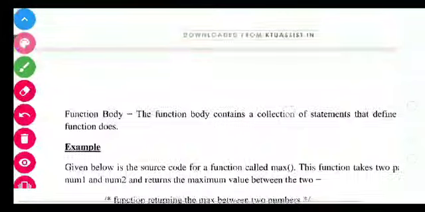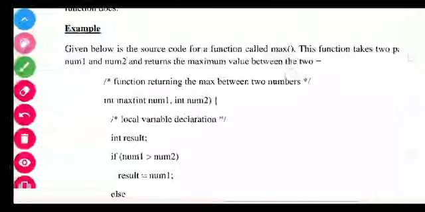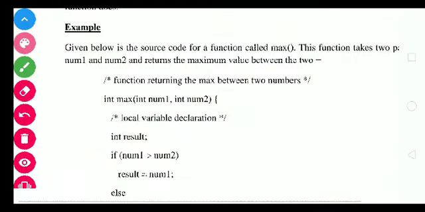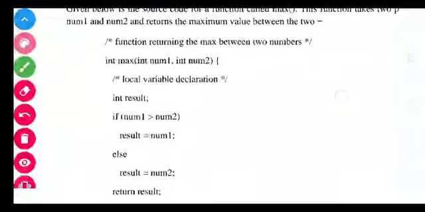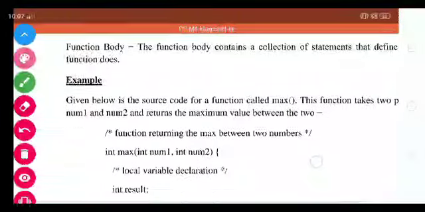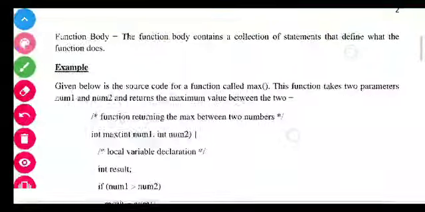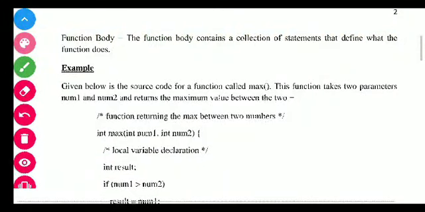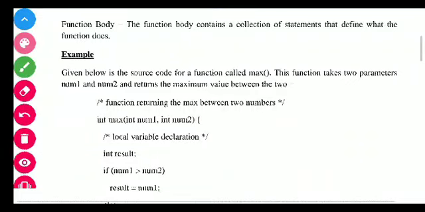Going ahead, if you go through an example here, we are going through a code which is written for comparing two numbers, named num1 and num2, and returning the maximum value between these two. Whichever is the maximum has to be returned.